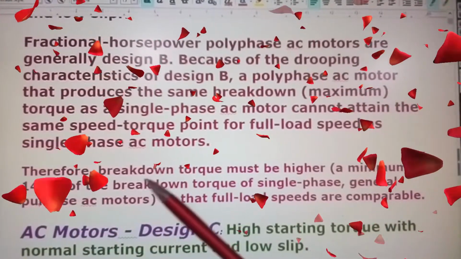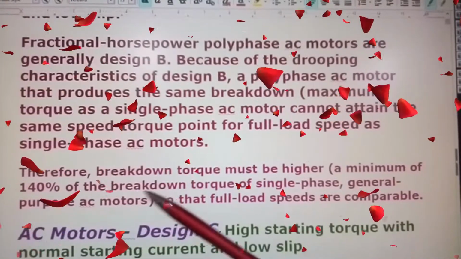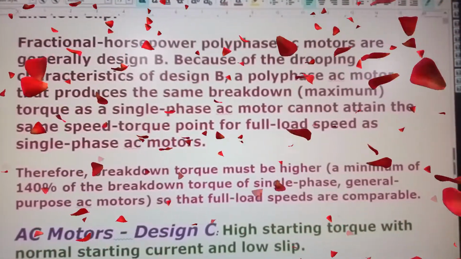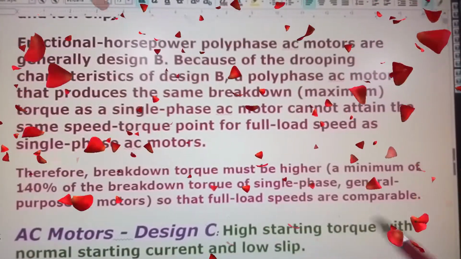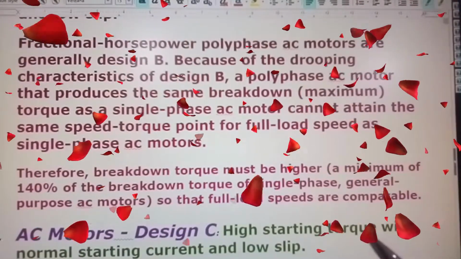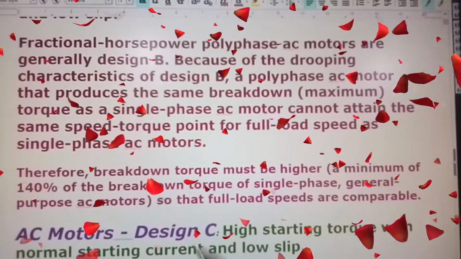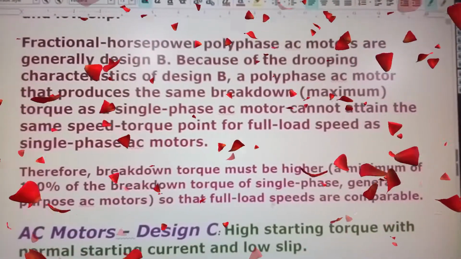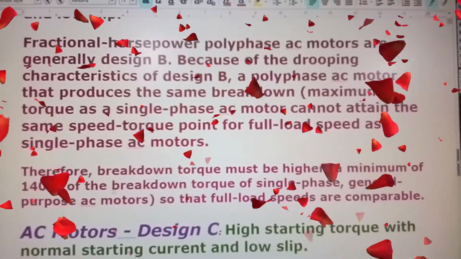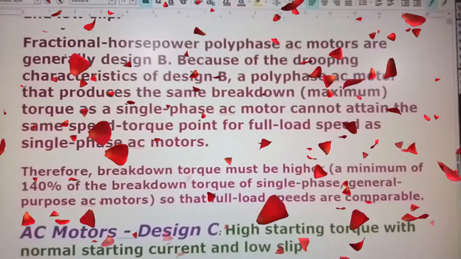Now, therefore, breakdown torque must be higher, a minimum of 140% of the breakdown torque of a single phase, general purpose AC motor, so that full load speeds are comparable. So all you're saying here is that the breakdown torque of the motor will need to be 40% higher than its 100% operational value or speed.